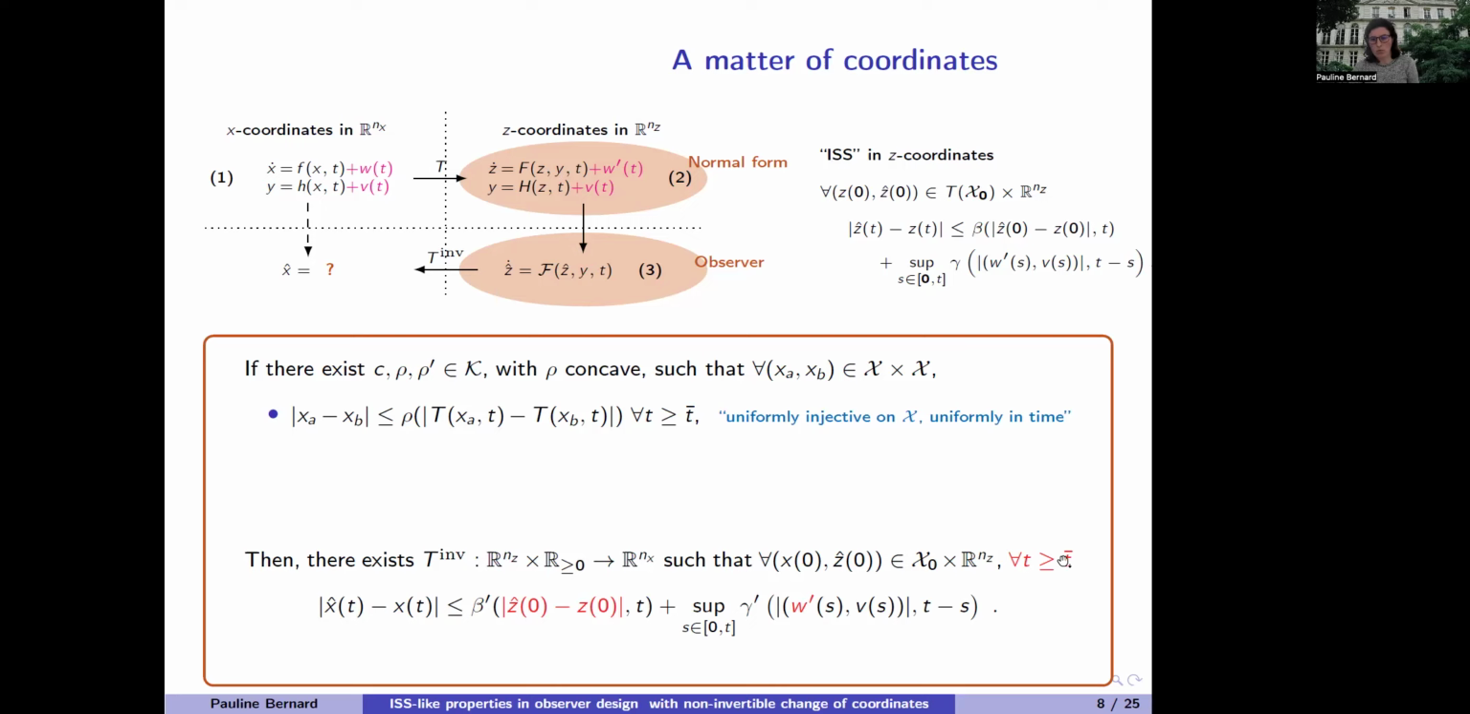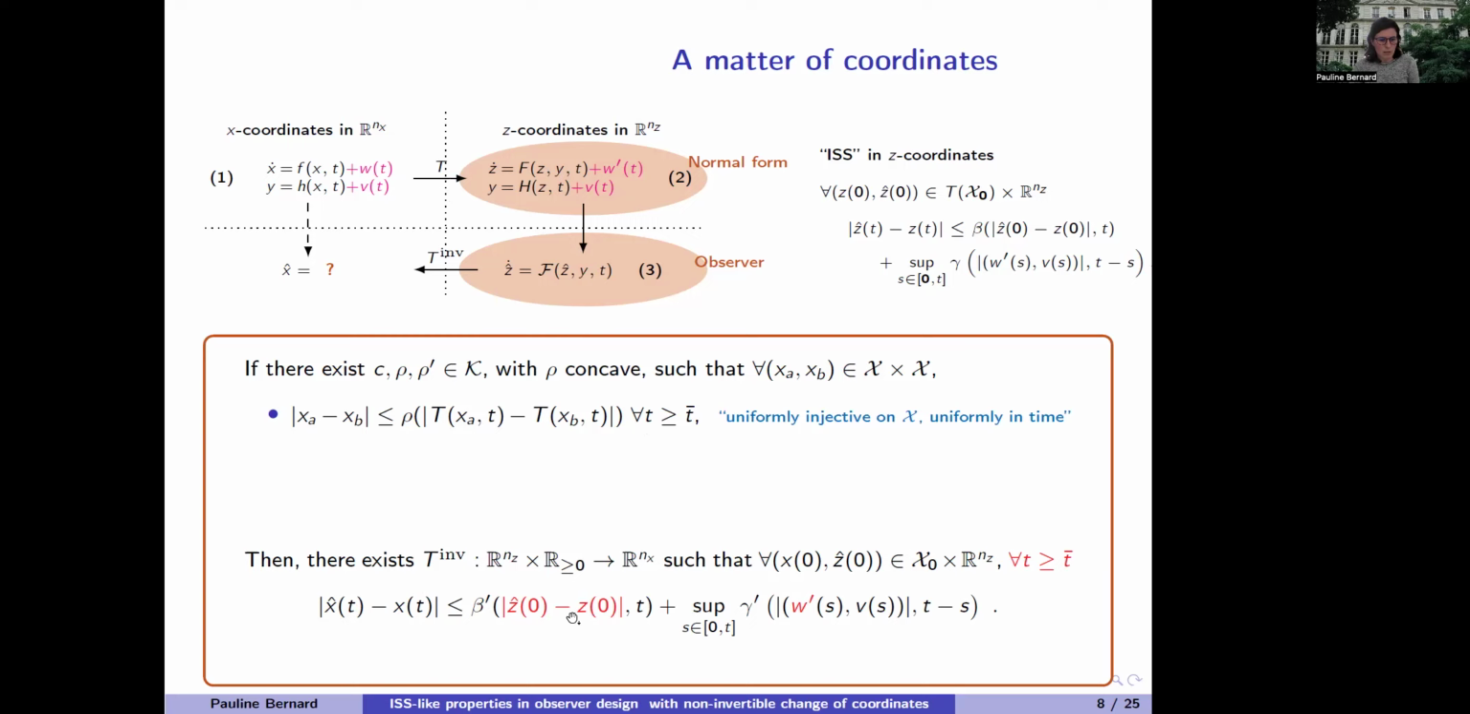And also, in the case where t is time varying, there are a lot of designs where you obtain injectivity only after a certain time. So in that case, of course, there's nothing you can do. You will only obtain properties about x hat after t bar, okay? But we can still work a bit on that.